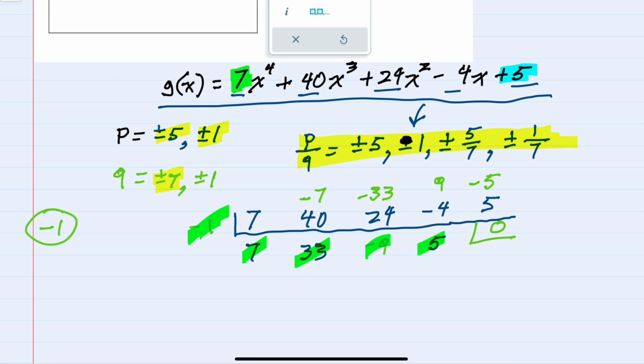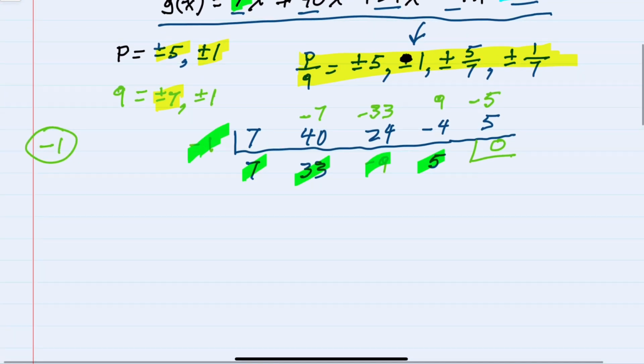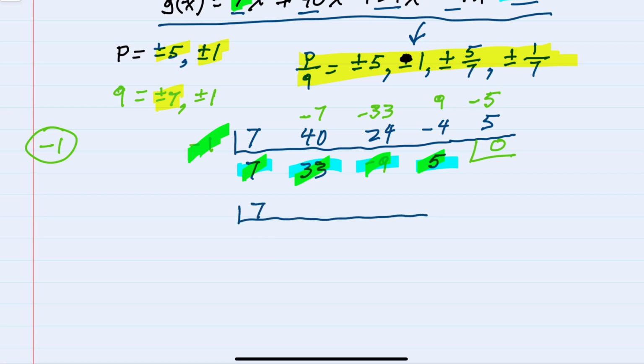And from here we can continue, and we can actually work with a smaller synthetic division, because each of these can now be my coefficients. So I can set up synthetic division with 7, 33, negative 9, and 5.